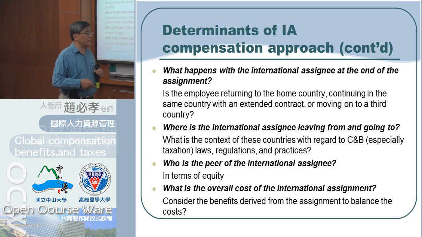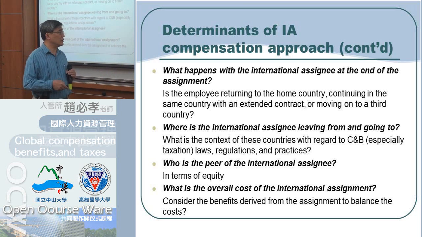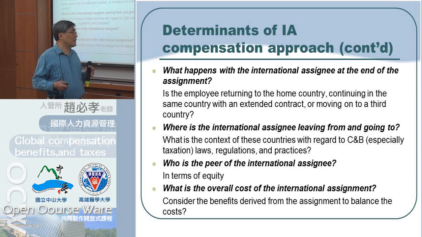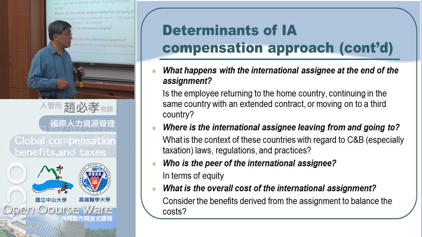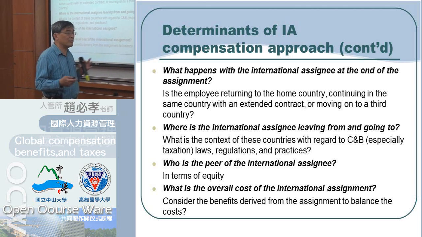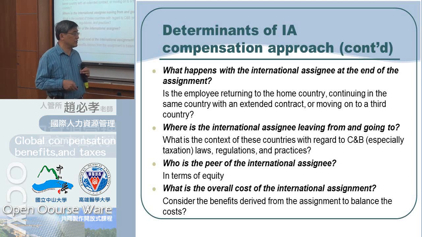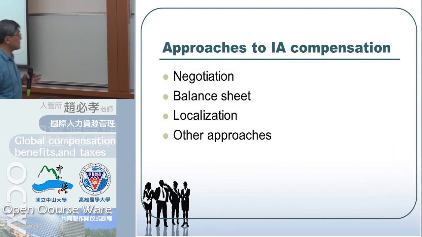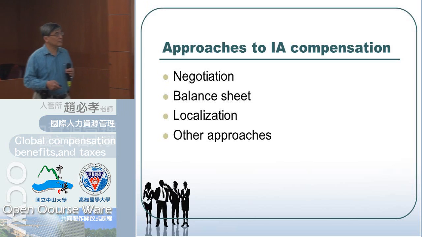Next, the international assignment, living from and going to, okay. So what is the context of this country? Is it well established or just developing? Okay, and about their tax law, regulation, and what is the peer group of international assignees, right? Because in terms of equity, right, they will compare. And what is the overall cost of the international assignment? Consider the benefit derived from the assignment to balance the cost. Okay, so when you consider this, you should know that there are four approaches.